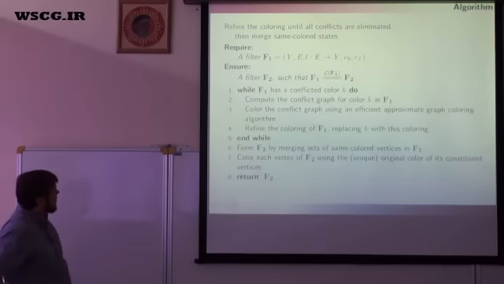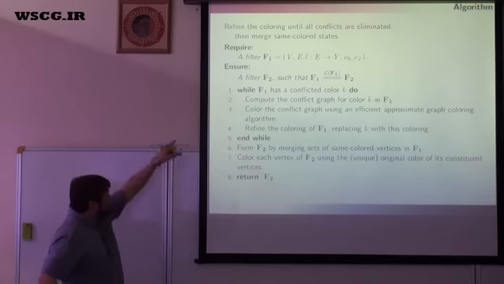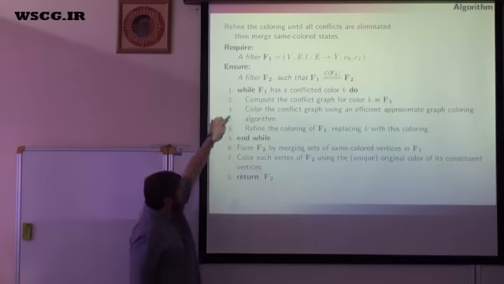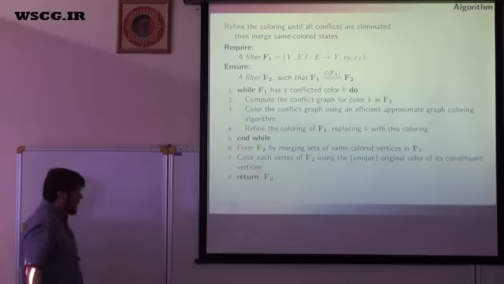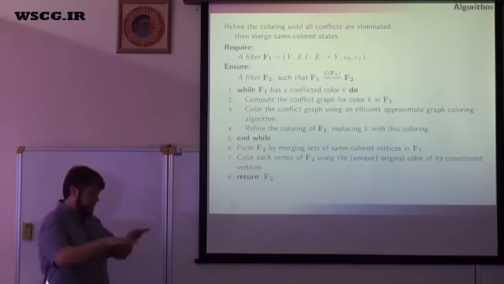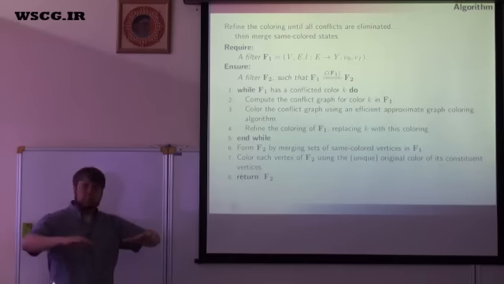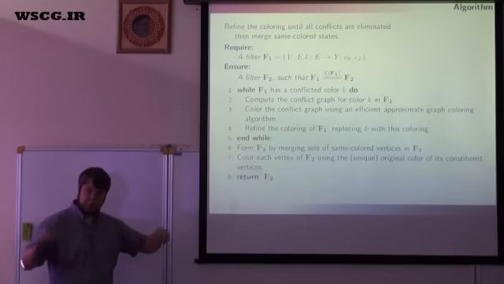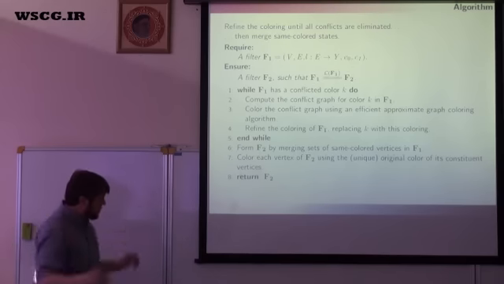Here's the pseudocode. As long as there's a conflicted color, find its conflict graph, color the conflict graph, and then refine those colorings. And then we iterate that until all the colors are happy. So we have another filter with the same number of states, but with more colors than we started with. But now we know there's no conflicts, which means everything that's the same color after those refinements we collapse down together.